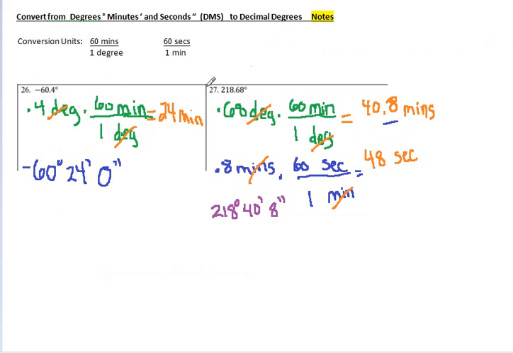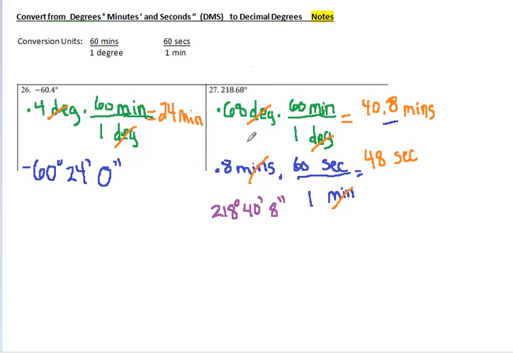All right, so hopefully you got the same thing that I did, or hopefully I got the same thing that you did. What we did is we only converted the 0.4 degrees. We turned it into minutes, and that converted into 24 minutes. There were no seconds, so we write it with the correct notation here. And it was negative 60 degrees. And this is degrees, minutes, seconds.